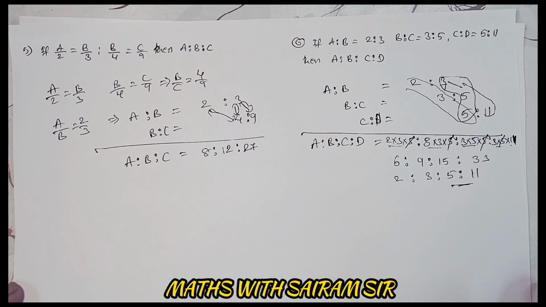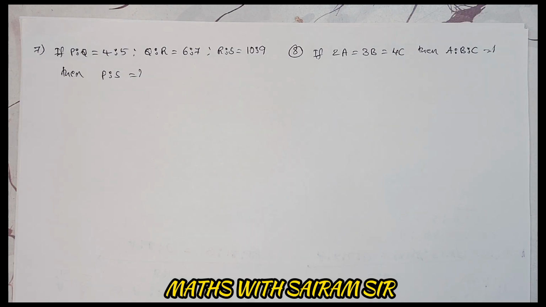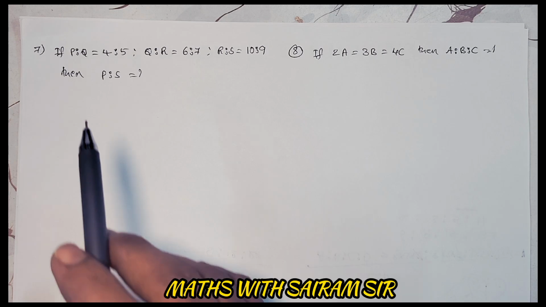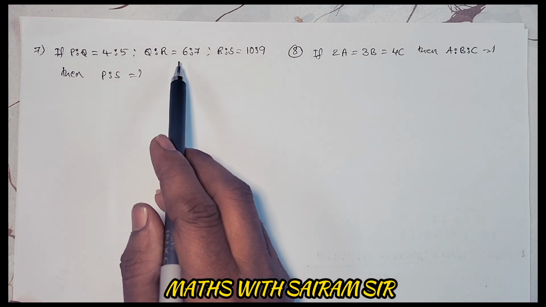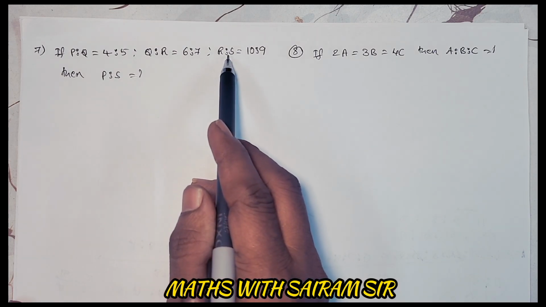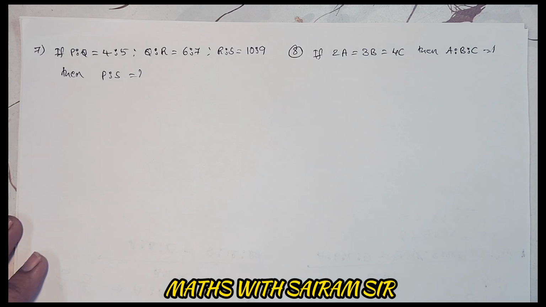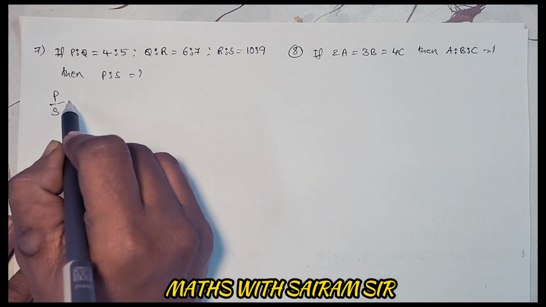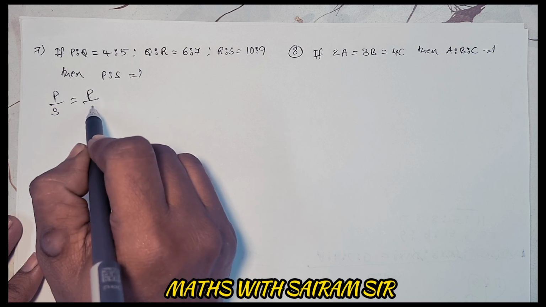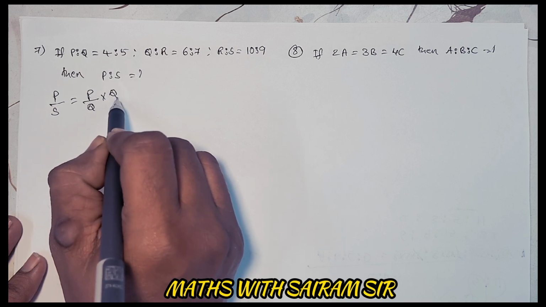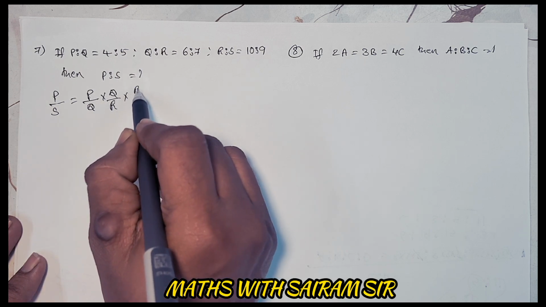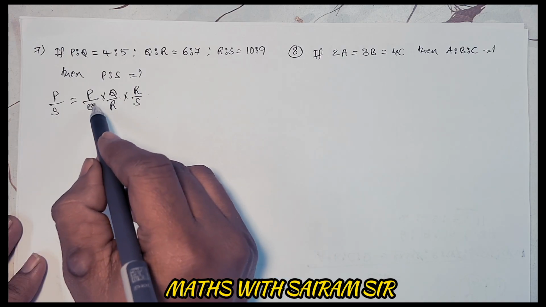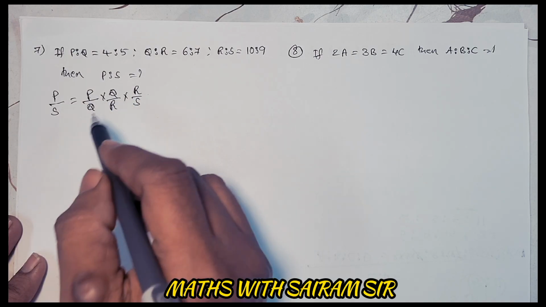Now let us see the next question. If P is to Q is given as 4 is to 5, Q is to R is given as 6 is to 7, R is to S is given as 10 is to 9, we are asked to find out P is to S. So P is to S can be written as P by S, this can be written as P by Q into Q by R into R by S. So Q cancels, R cancels, we are left with P by S.